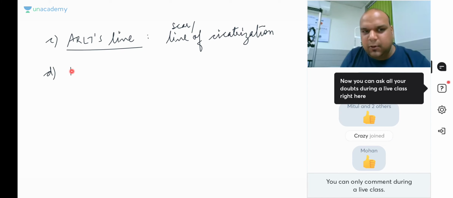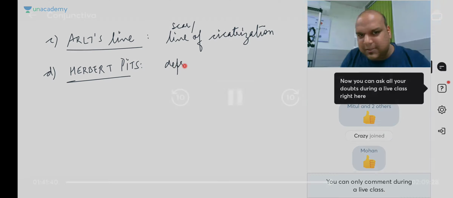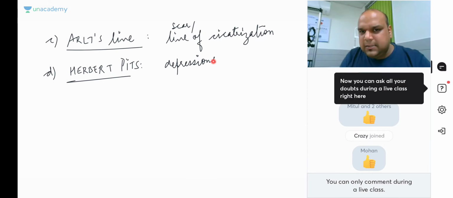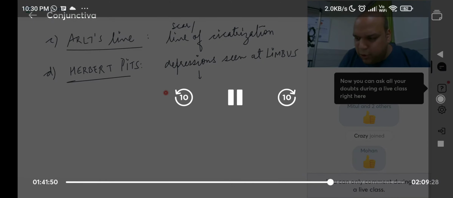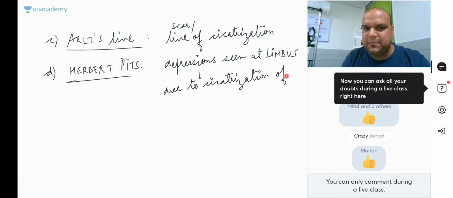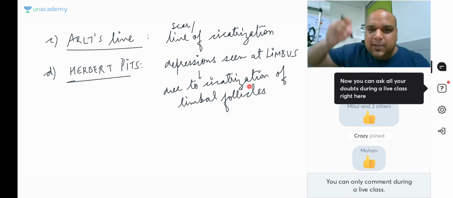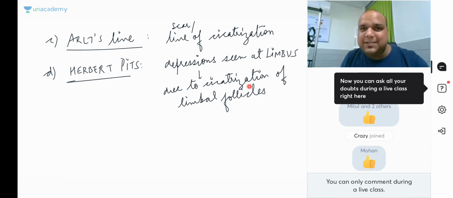Then the next sign is something called Herbert pits. Please remember these names. These are very, very important signs, everybody. These are depressions seen at the limbus after or due to cicatrization of limbal follicles. So the follicles which were present at the limbus, the bulbar conjunctiva, yes or no, when they cicatrized, when they healed, they left some depressions at the limbus, and we are calling those depressions Herbert pits. Pit means gadda. You understand this?